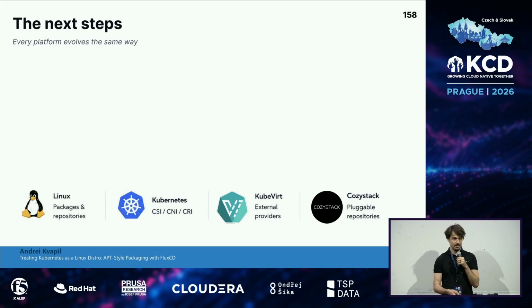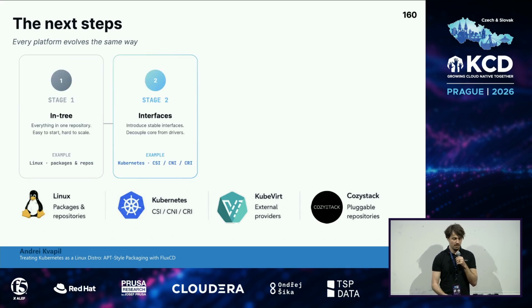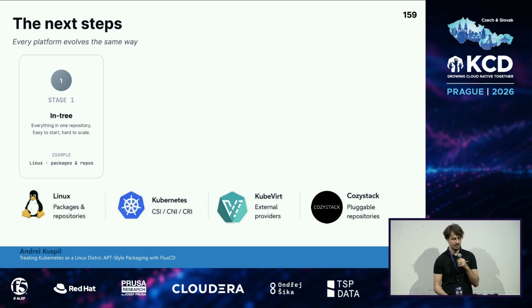And the next step is to decompose the components from in-tree and start developing them as out-of-tree repositories. You can see all of these solutions started and went the same way. First, they develop the components in-tree. Remember, Kubernetes included Azure and AWS bindings in the code from the beginning.